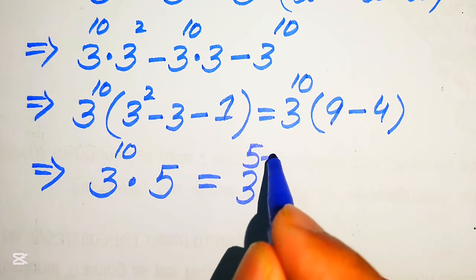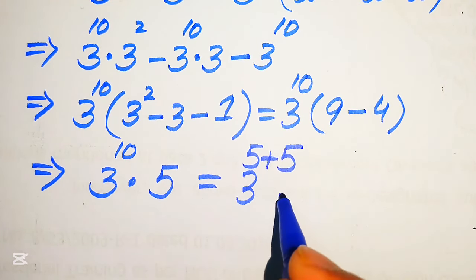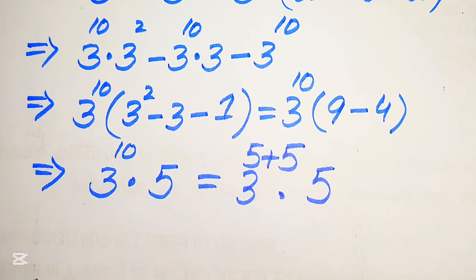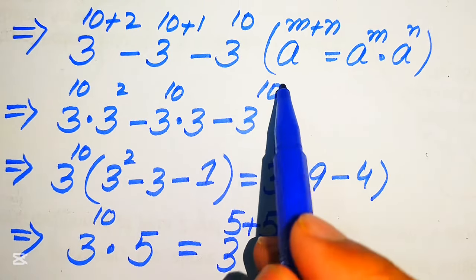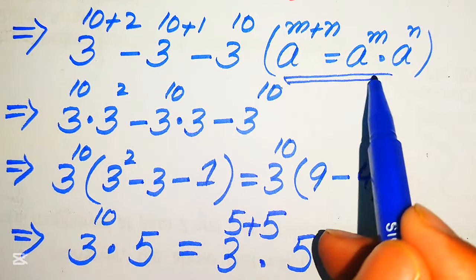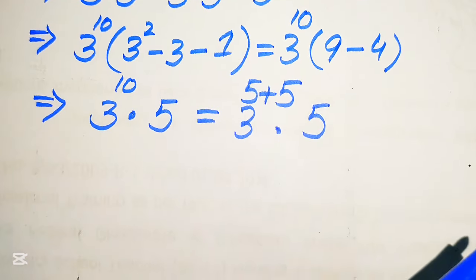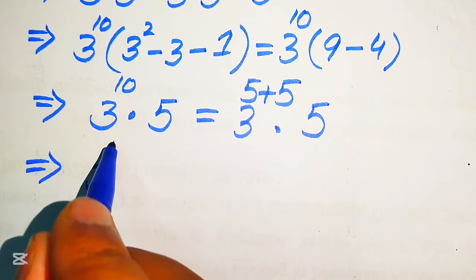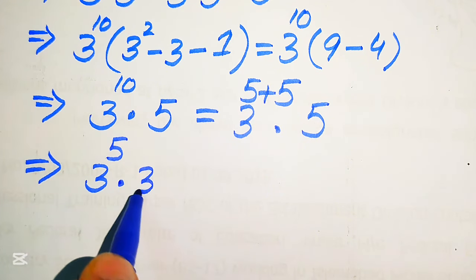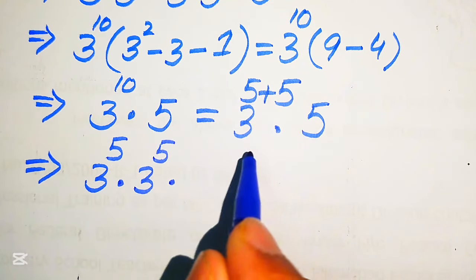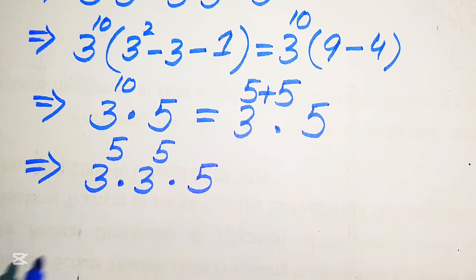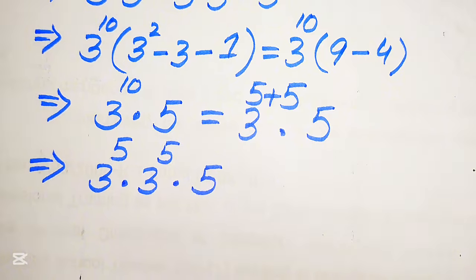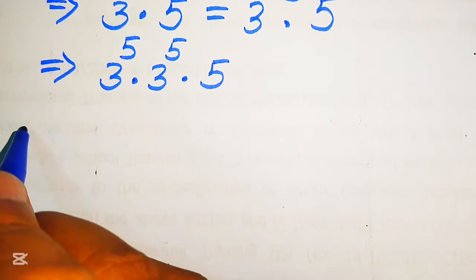Again we focus on this 3 to the power of 10 and we write it as 5 plus 5, multiplied by 5. Again we apply the exponent law. According to it, we break the exponents and it will be written as 3 to the power of 5 multiplied by 3 to the power of 5, and at the last we multiply it with 5.